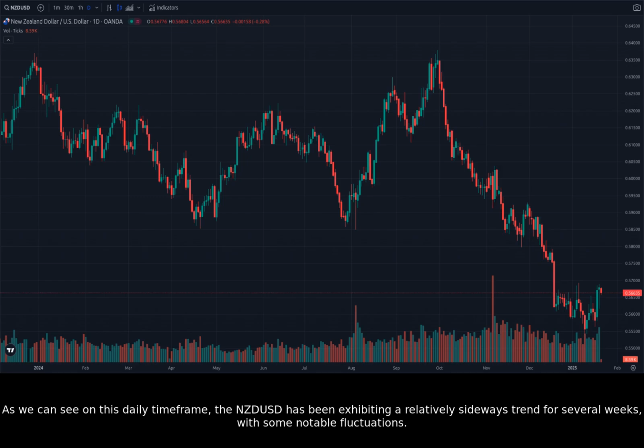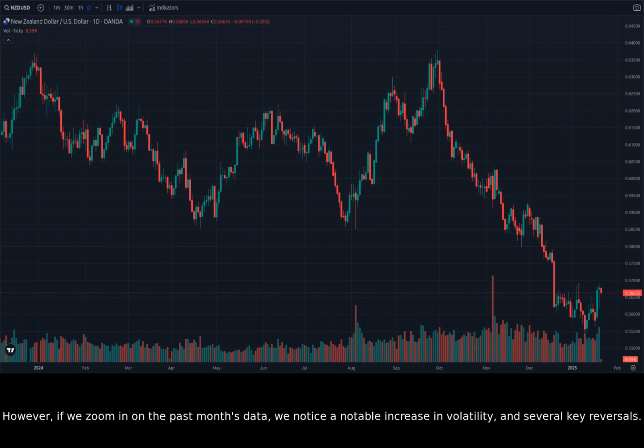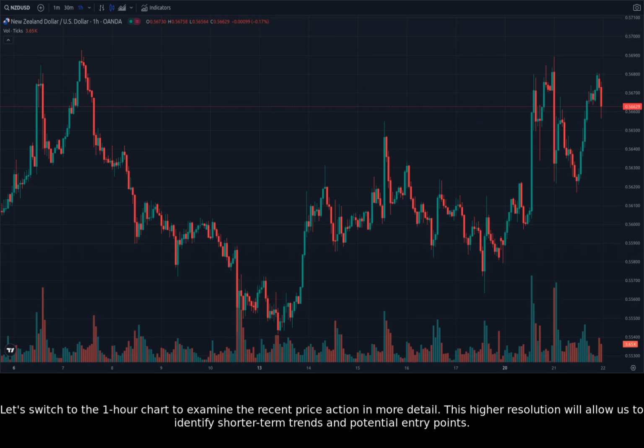As we can see on this daily time frame, the NZDUSD has been exhibiting a relatively sideways trend for several weeks, with some notable fluctuations. However, if we zoom in on the past month's data, we notice a notable increase in volatility and several key reversals. Let's switch to the 1-hour chart to examine the recent price action in more detail. This higher resolution will allow us to identify shorter-term trends and potential entry points.